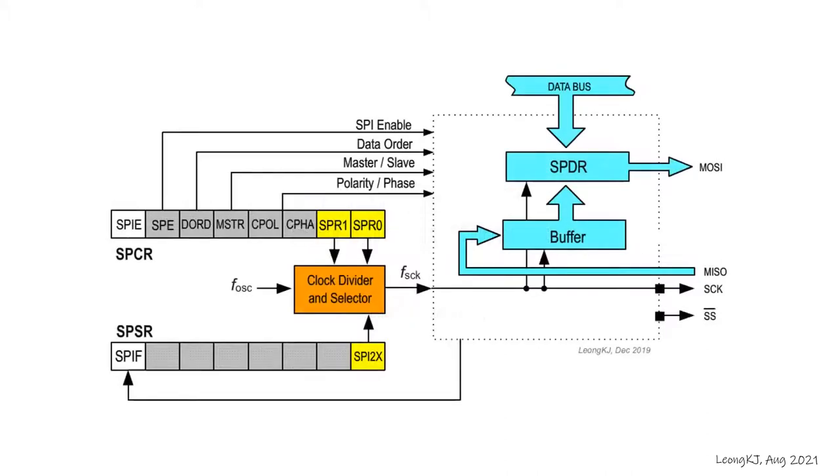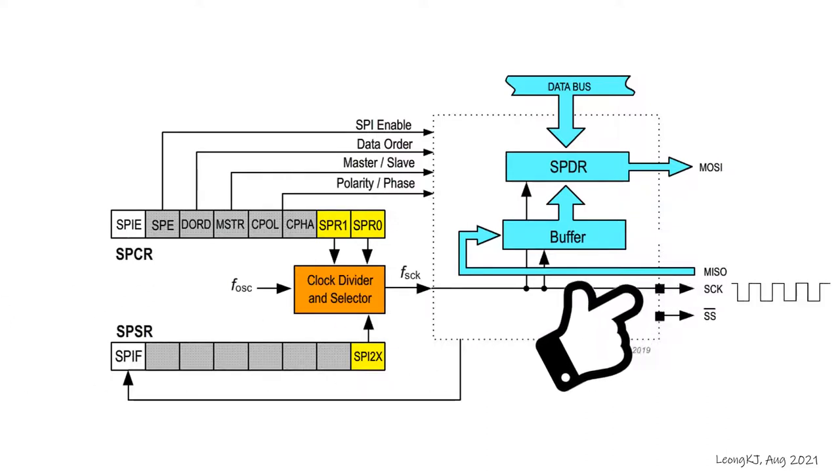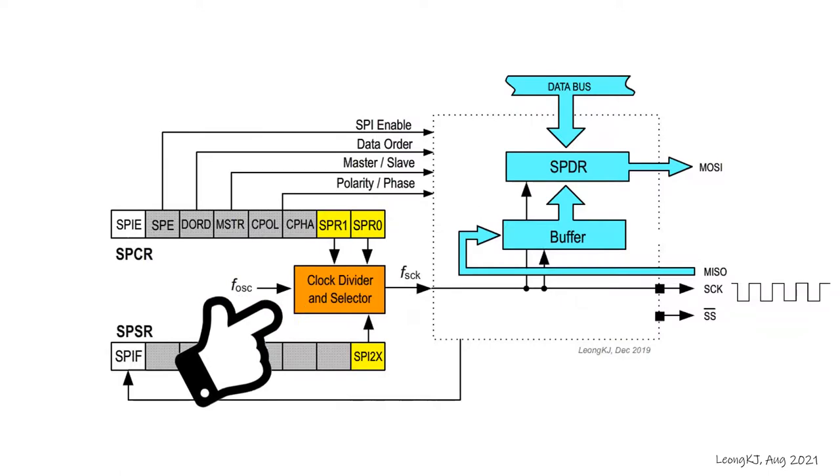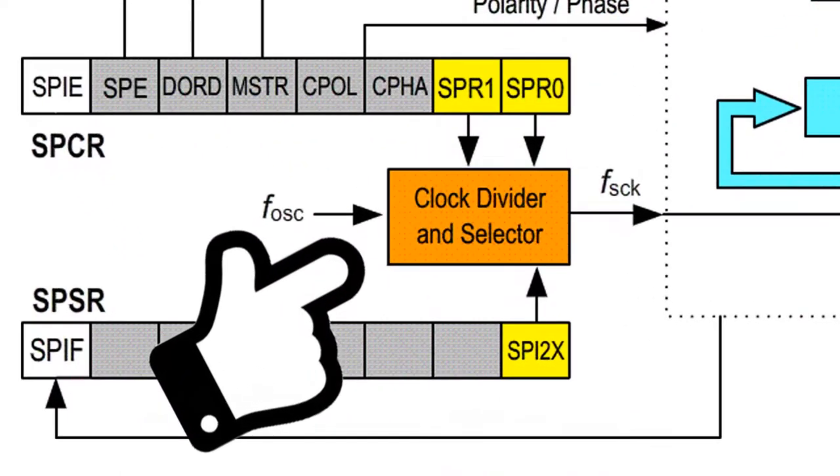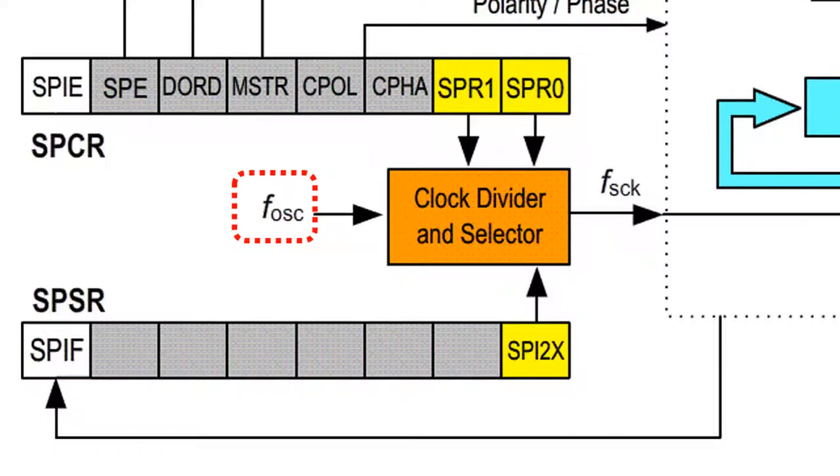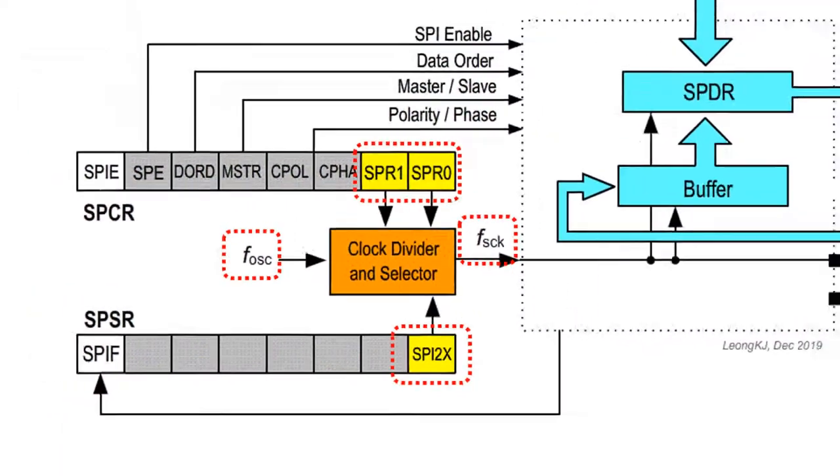ATmega328, clock circuit. This is the block diagram, representing the SPI circuit. The rate of the SPI clock is determined by the clock divider and selector circuit. This is the system clock. The rate of the SPI clock is determined by these three bits, according to this table.